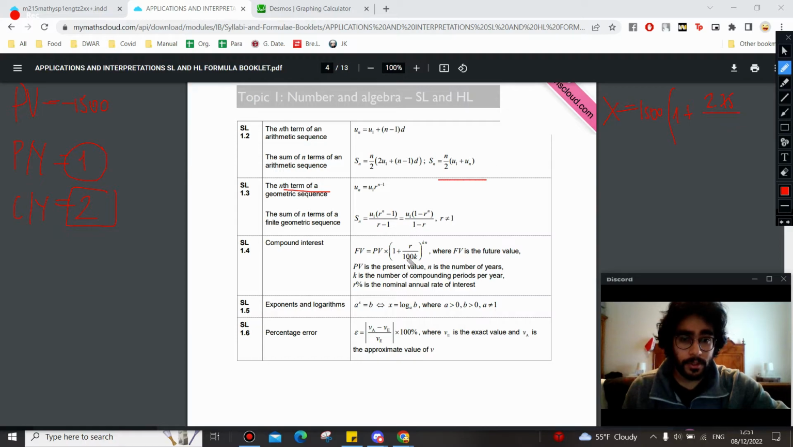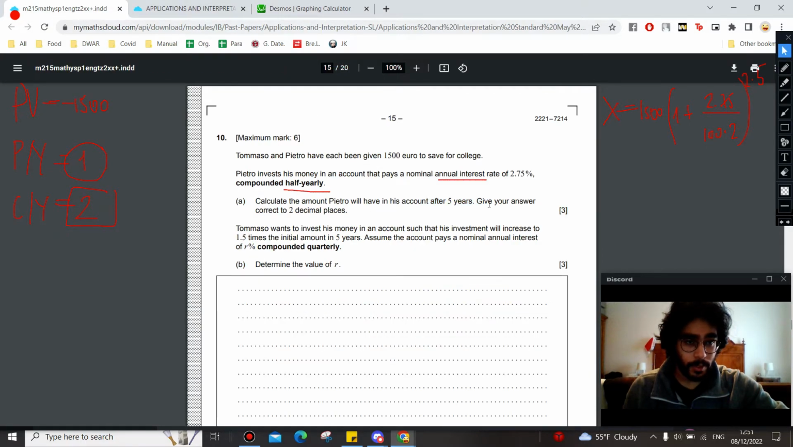And I have on the denominator 100 times k. K is the number of compounding periods per year. In part A, we have half yearly, which means compounded 2 times. So you have times 2, to the power of k times n, where k is 2 and n is 5, because we are looking for the value after 5 years. Once you write this down in your calculator, voila, you have your answer for x. Done. Easy peasy. 3 questions, 3 points.